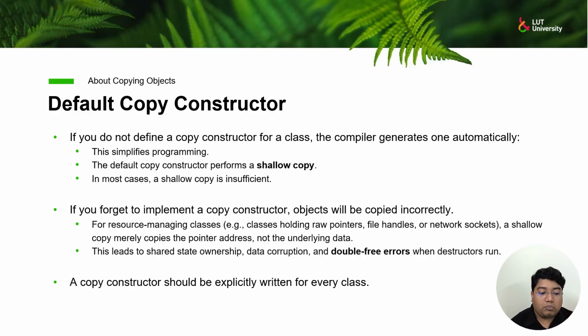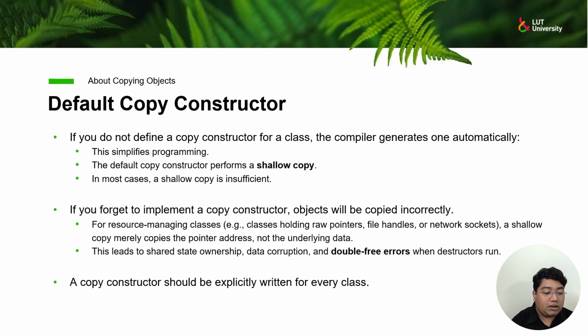Let's come back to the compiler-generated copy constructor. If we don't write one ourselves, C++ automatically creates one. That's convenient because it saves us work for simple classes. But remember what it actually does. It performs a shallow copy. For classes containing only ordinary values, that's perfectly fine. But for classes managing heap memory, file handles, sockets, or other resources, it's usually not enough.